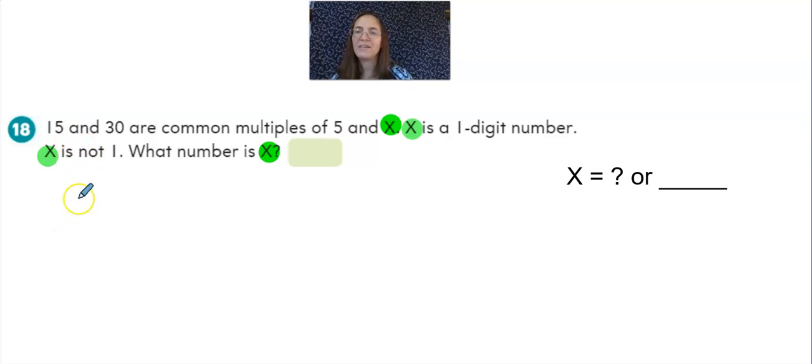Well, let me see here. 3 times 5 is 15, and 3 times 10 is 30. So could the number be 3? Yes, and I was able to find that because I know that 5 times 3 is 15. And then think, could 3 be a factor of 30? Yes, 3 times 10 is 30. So we've got to use our multiplication knowledge to figure out riddles like this.